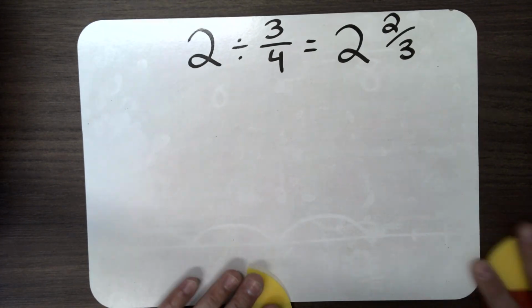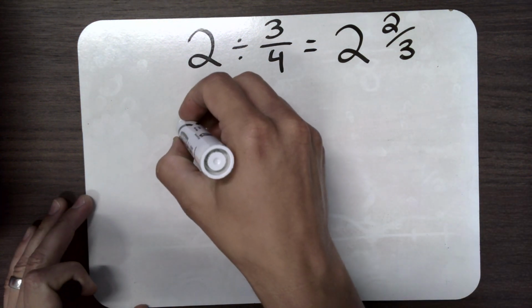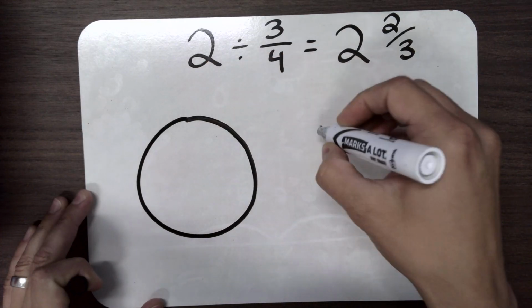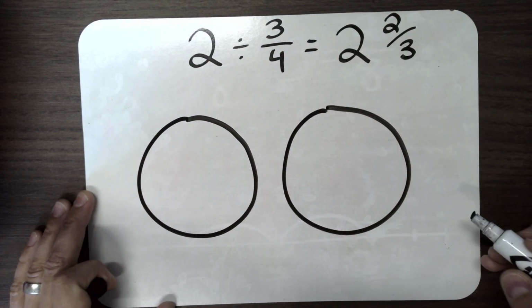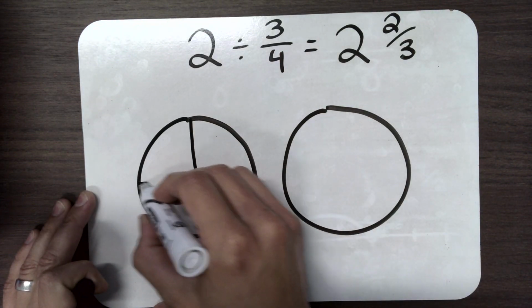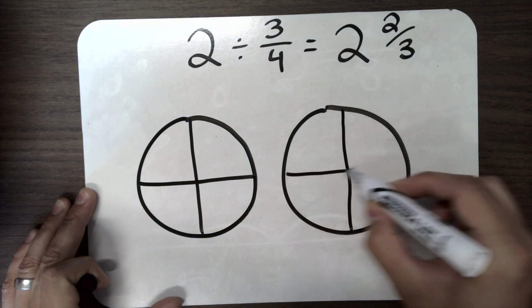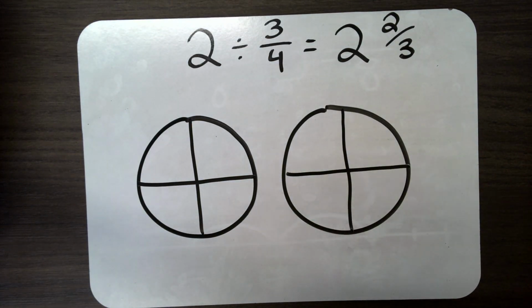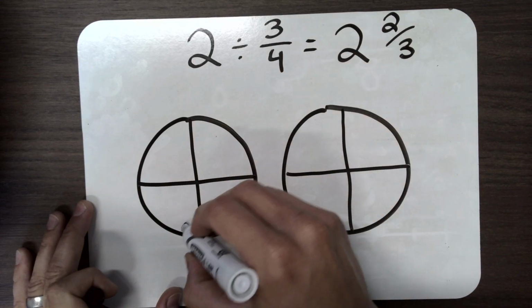And we'll look at the representational model. Okay, so I'm starting with 2. I need to create groups with the size of 3 fourths. So the first thing I need to do is create parts that have a size of 1/4 of a whole, or create fourths. And then I want my groups to have a size of 3 fourths.